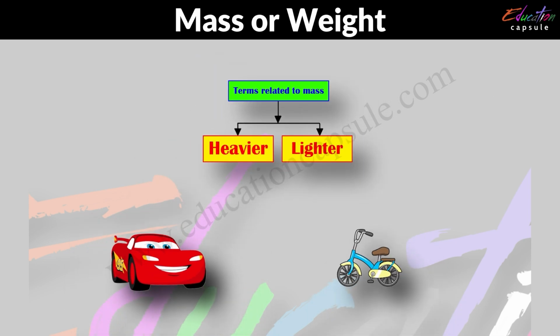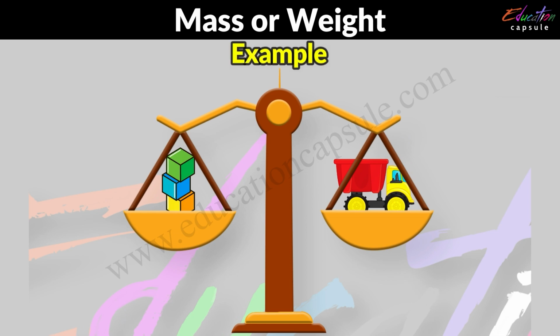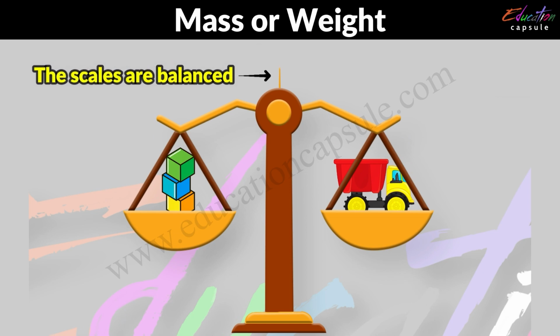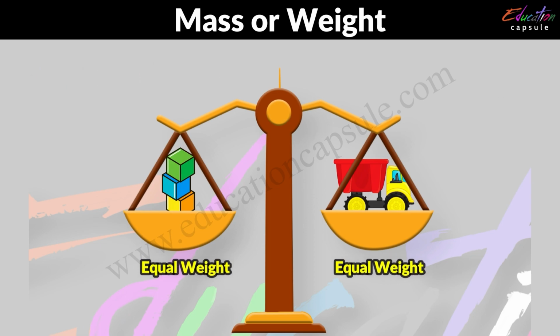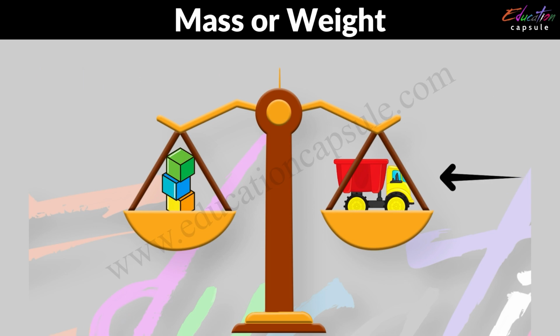Weighing using a balance scale. Let's learn with the help of an example. When the scales are balanced, that means the weight on either side of the scale is equal. Here you can see the scales are balanced, which means the toy car and the blocks are of the same mass.